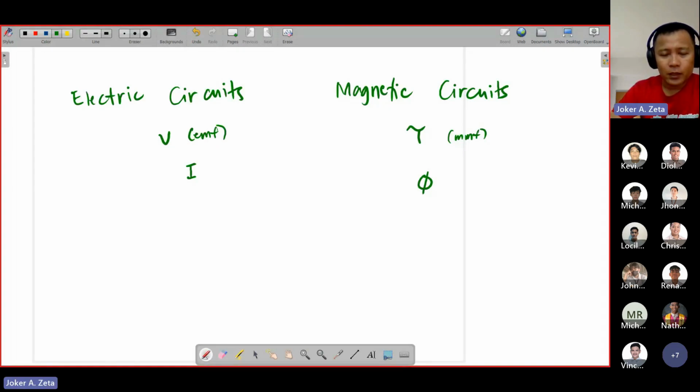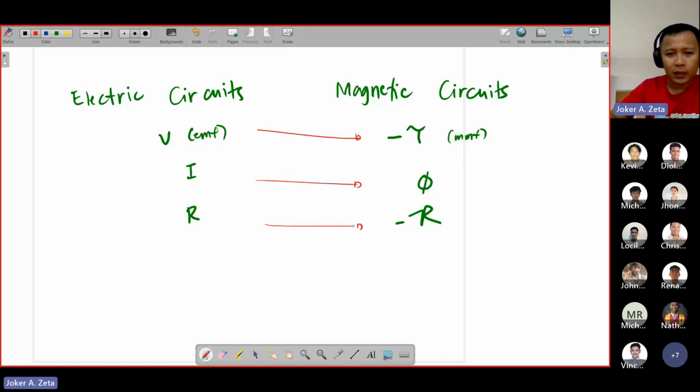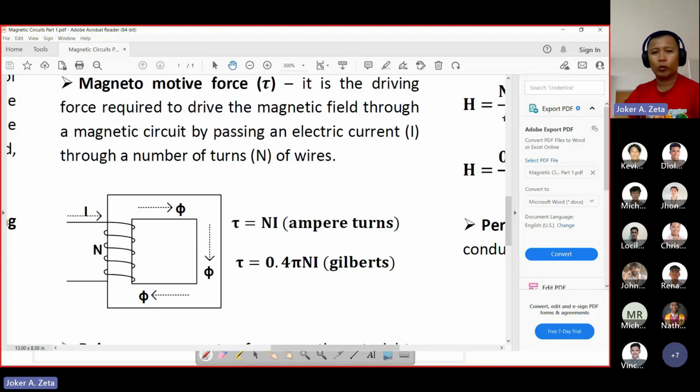And then, of course, there is resistance. In electric circuits there is resistance, and in magnetic circuits there is a counterpart. Resistance resists the flow of current; in magnetic circuits you have reluctance, which resists the flow of flux. I will discuss reluctance later. That is the connection between electric circuits and magnetic circuits. If you have V, I, R for electric circuits, you also have magnetomotive force, flux, and reluctance for magnetic circuits. Hopefully you now understand what magnetomotive force is.